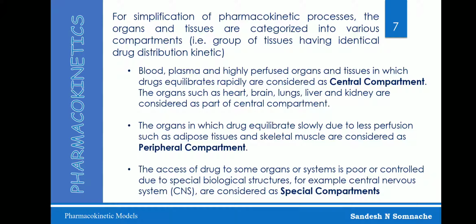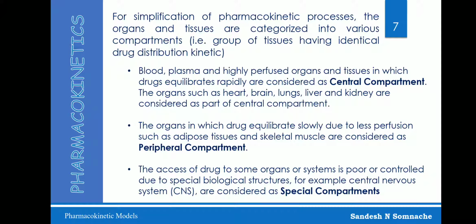The organs and tissues which are highly perfused are considered as the central compartment. Blood, blood plasma and highly perfused tissues and organs like heart, brain, lungs, liver and kidney are considered to be in the central compartment. When a drug is administered, it reaches the central compartment immediately.